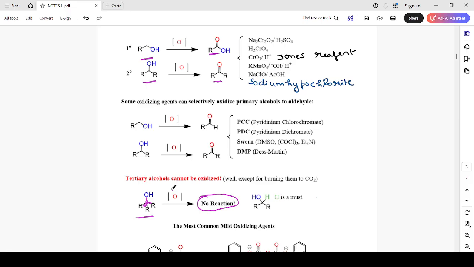But if I further provide this oxidizing agent, they will undergo combustion. They'll start burning into carbon dioxide. That is the only thing you can do. You can't oxidize them to any other functionalities. Clear till this?